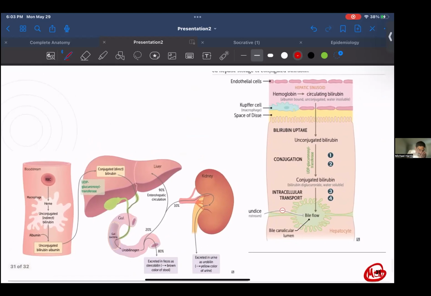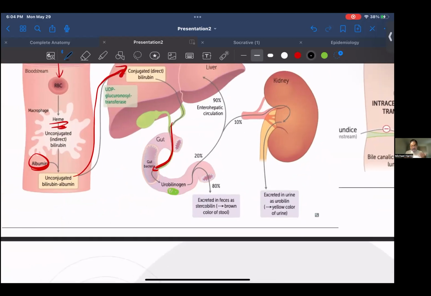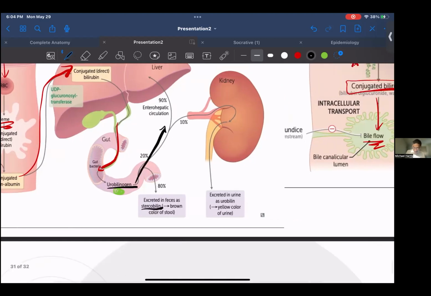Here is pertaining to bilirubin and bile. Off to the left, it's showing you the breakdown. So you have RBCs that break down into heme that then get brought into the liver via albumin. It then becomes conjugated via this enzyme, UDP glucuronyltransferase, and is excreted in the bile. That bile then enters the duodenum and gets acted on by bacteria. The bacteria turns this conjugated bilirubin into urobilinogen as well as stercobilin. Urobilinogen gets reabsorbed and you excrete it out as urobilin.